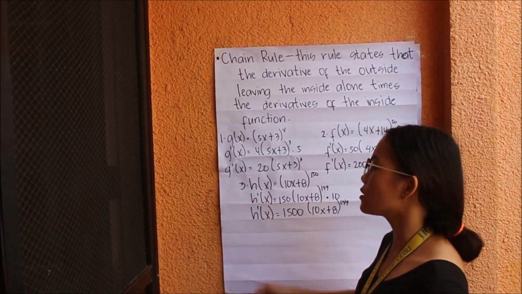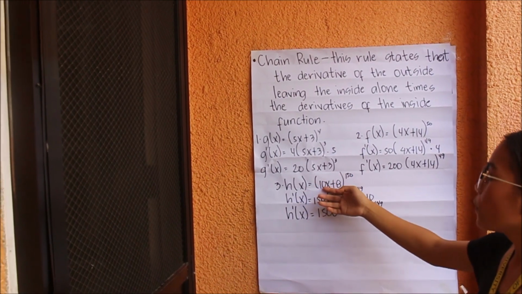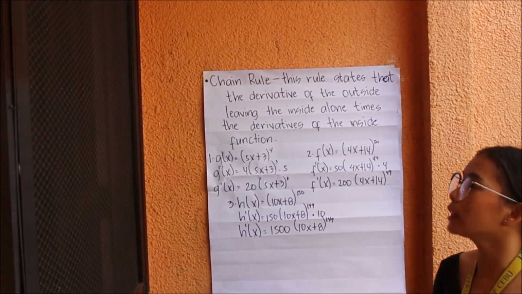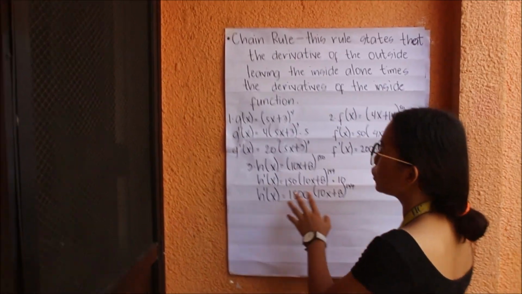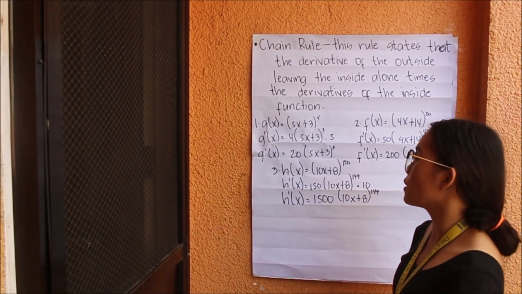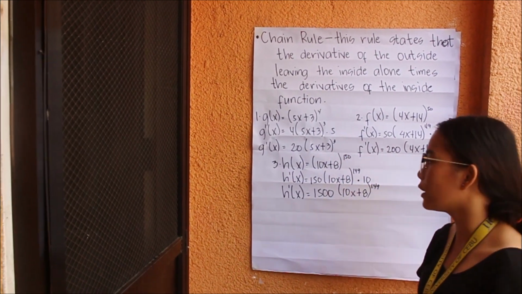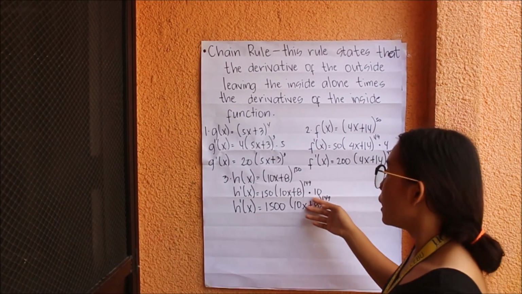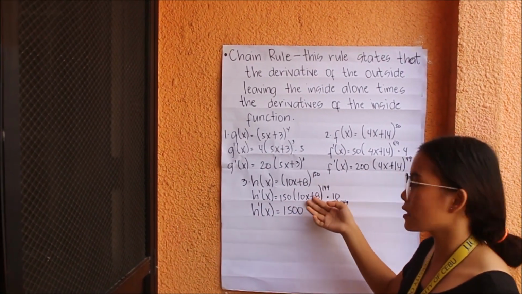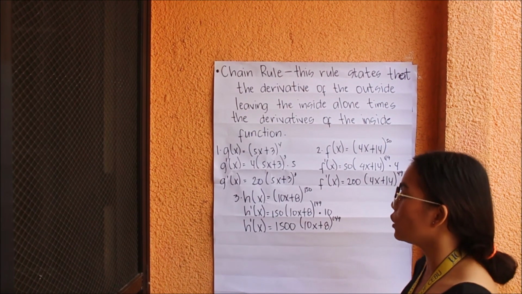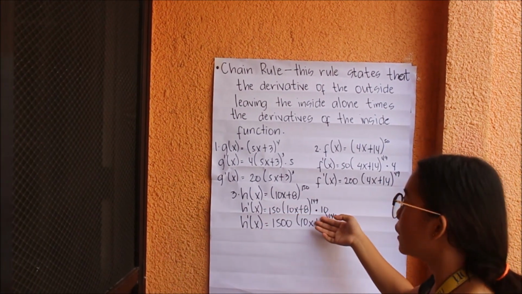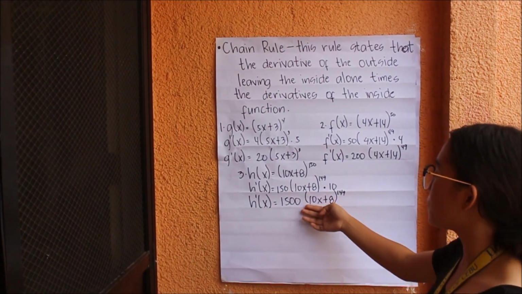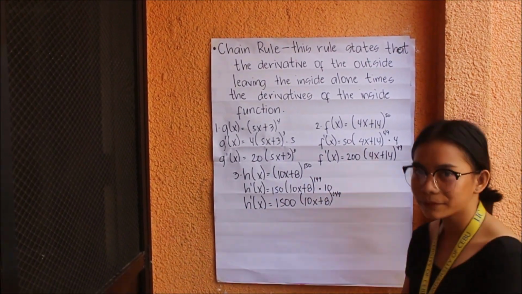So the last example is h of x equals 10x plus 8 raised to the power of 150. Like the examples given, you need to bring down the 150 because that is the exponent, then copy the quantity of 10x plus 8 raised to the power of 149. Then you need to get the derivative of the inside, and multiply the 150 by 10, so equals 1,500, then copy the quantity of 10x plus 8 raised to the power of 149.